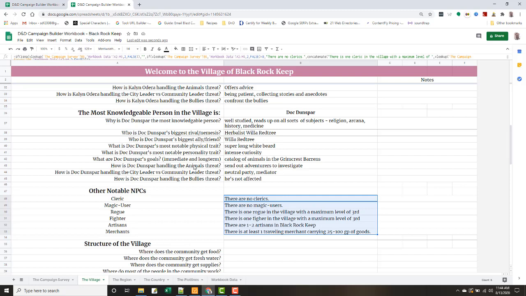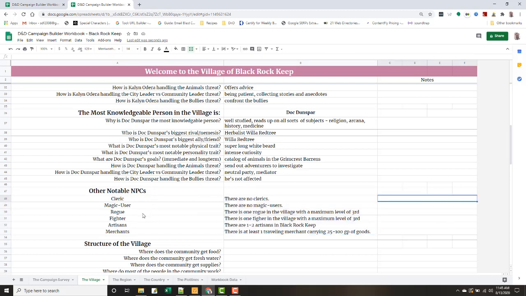This is a suggestion. I have a tiny village. According to my little table of NPCs, there would be no clerics living in this village. If you want a cleric living in the village, there's a cleric living in the village. It's just my quick guide of should there be a cleric, is there a cleric, that sort of thing. So at this level, there are no clerics living in the village.